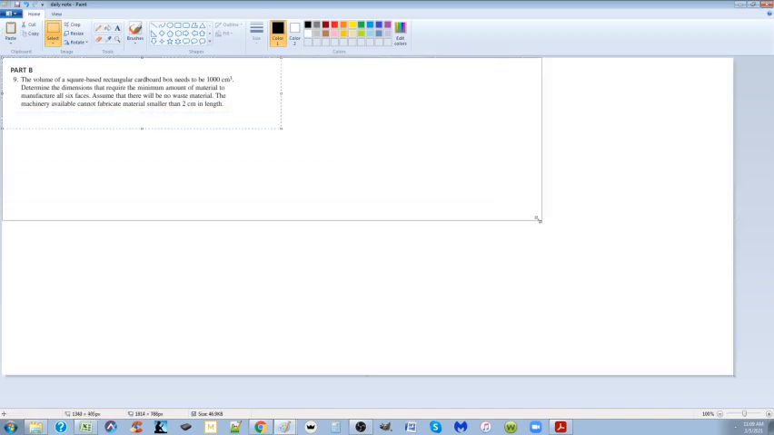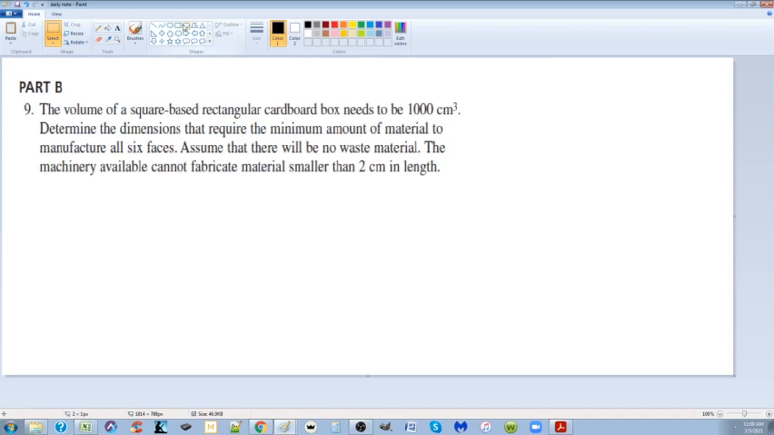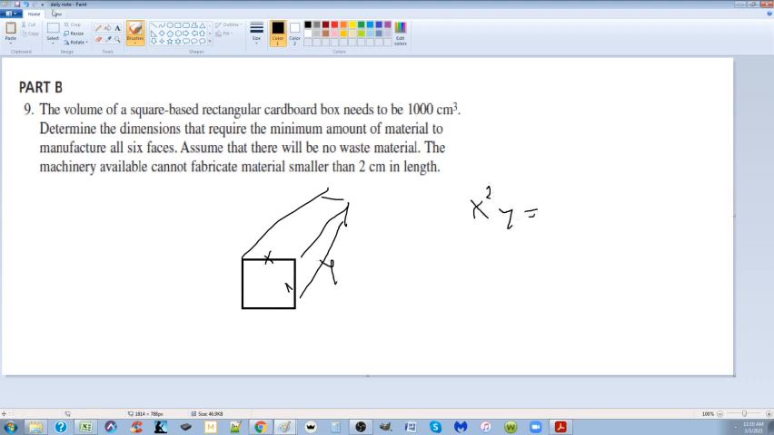So we got a square-based rectangular box. They're forcing us to use a square at the bottom, and then it's longer, right? Like that. But we can know that this is x by x. If I call this y, then x squared times y is equal to the volume. And then they're going to give me some limitations. They say I can't get something shorter than 2.